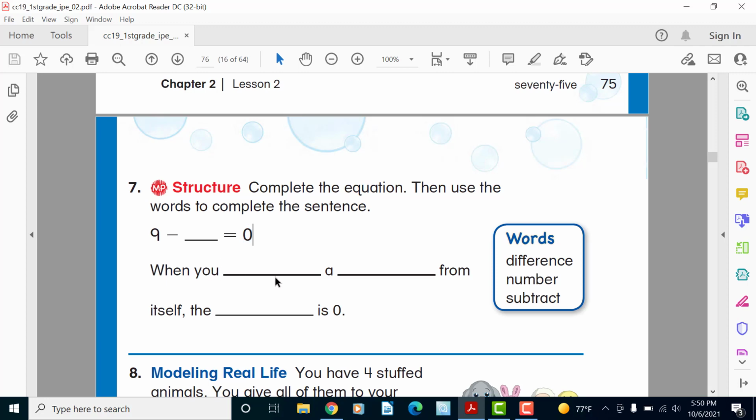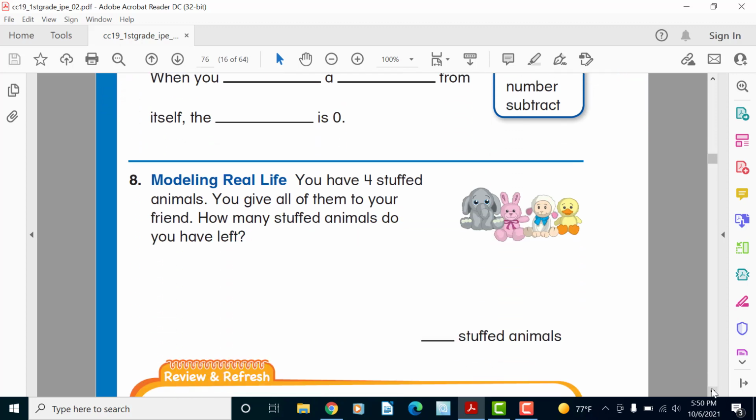So when you, let's try some words. When you blank a blank, when you difference something, when you number something, when you subtract something, what word might go there? Try out different words in this space, try out different words in that space. Pause the video, work on that sum, and then start the video again.